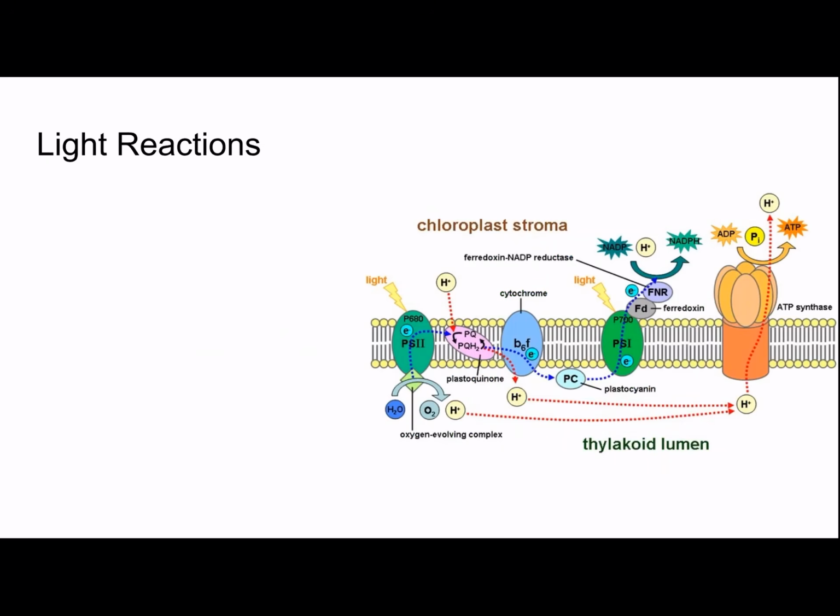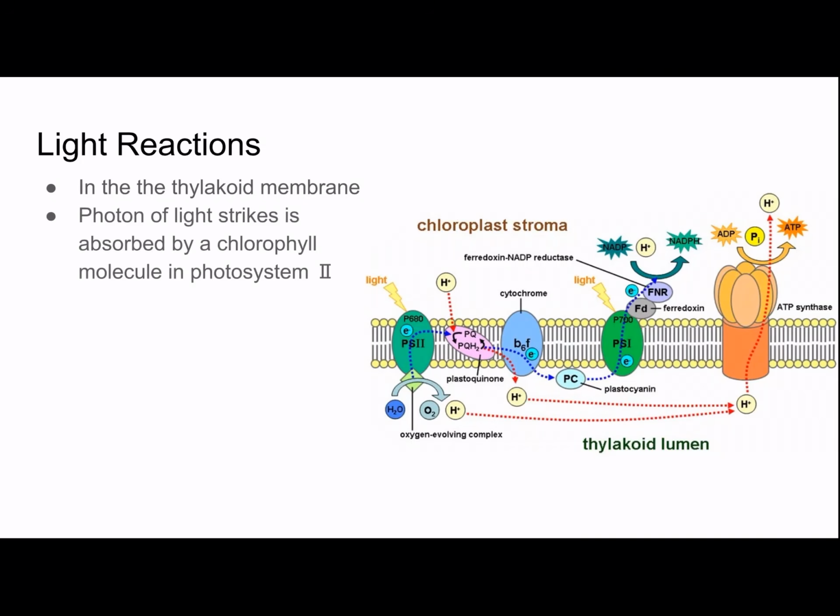The light reactions occur in the thylakoid membrane of the chloroplast. A photon of light strikes and is absorbed by a chlorophyll molecule in photosystem 2, and it excites an electron to go to a higher energy level. Water is split and replaces the electron that photosystem 2 lost when it went to a higher energy level.